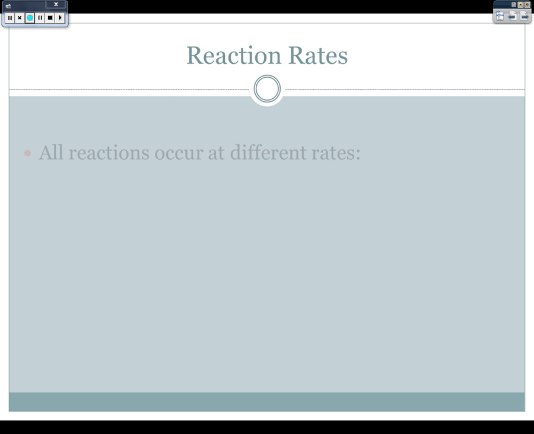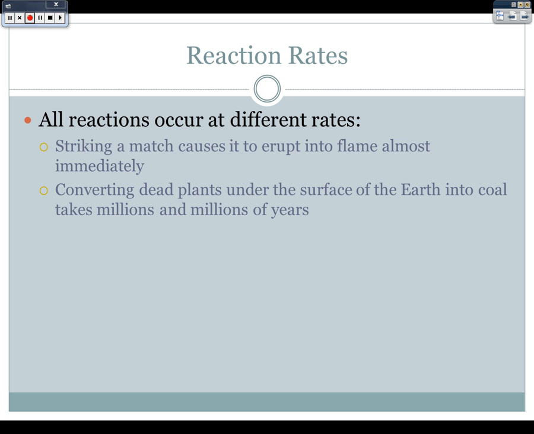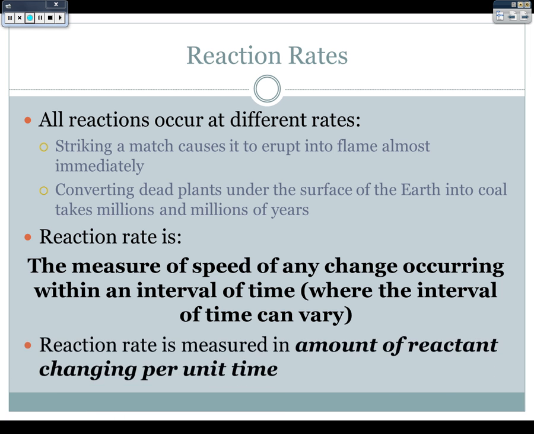So, reaction rates. All reactions occur at different rates. What this means, for example, is that striking a match causes it to erupt into flames almost immediately, whereas converting dead plants under the surface of the earth into coal takes millions and millions of years. Reaction rate is the measure of speed of any change occurring within an interval of time, where the interval of time can vary. And reaction rate is measured in amount of reactant changing per unit time.